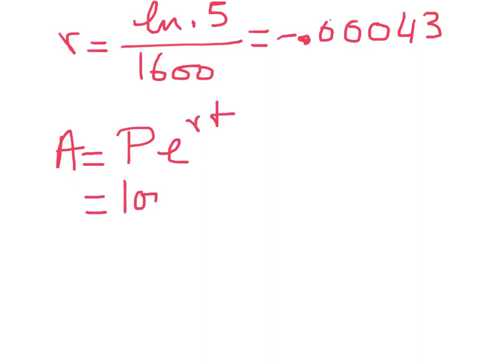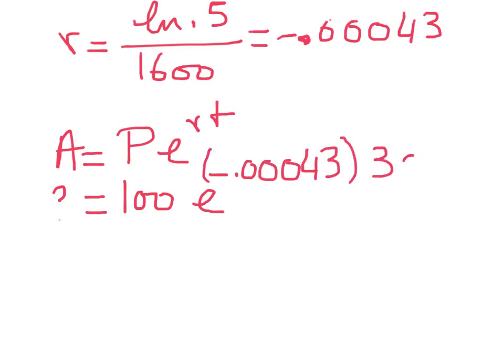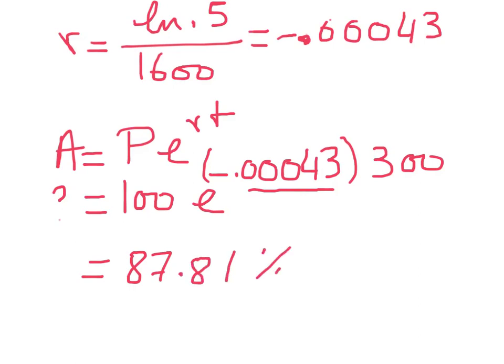and because we're looking at a percent out of 100, how much remain? So because it's a percent, the rate we found it to be 0.00043, and the time is 300 years. Please keep 5 decimal places here. And then if you calculate it, you will have 87.81%. Ta-da!